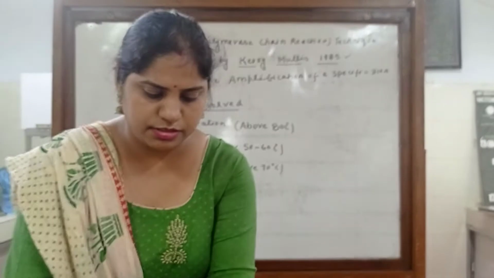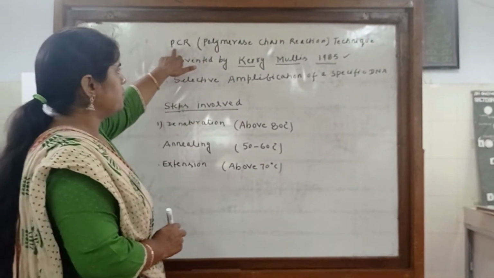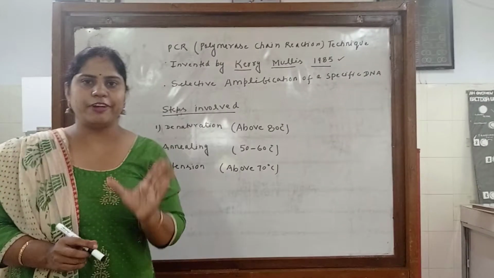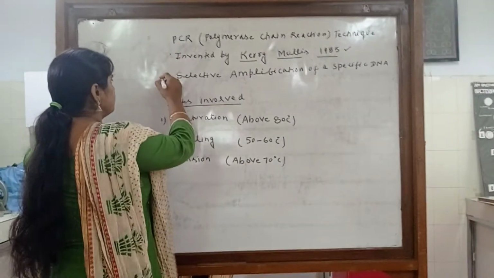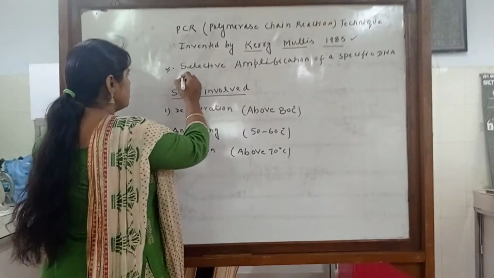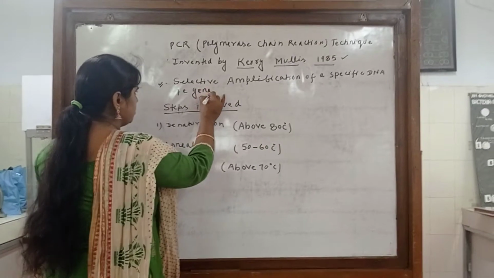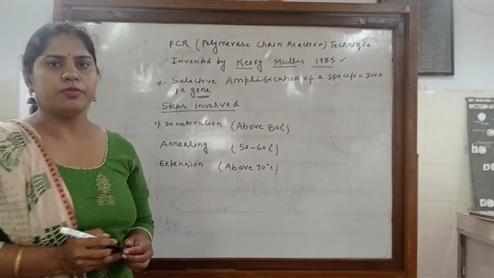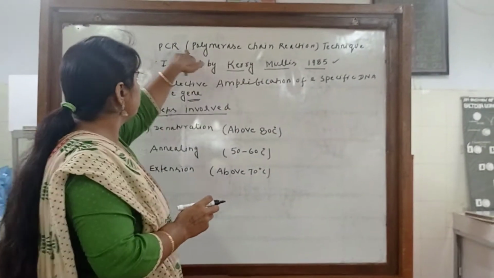So let's start with the PCR technique. PCR means polymerase chain reaction, in which we amplify the desired gene of interest. The main thing is the selective amplification of a specific gene. So what steps or principles are involved behind the PCR technique?